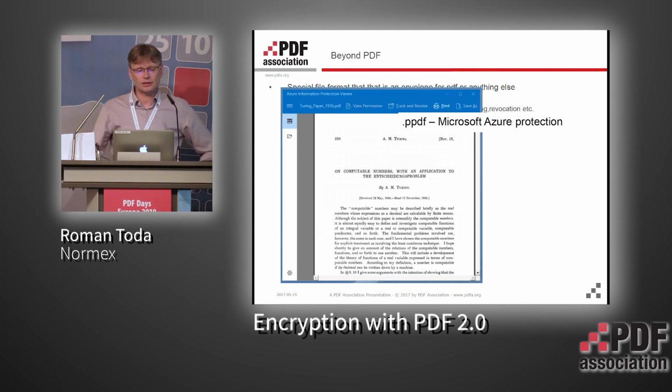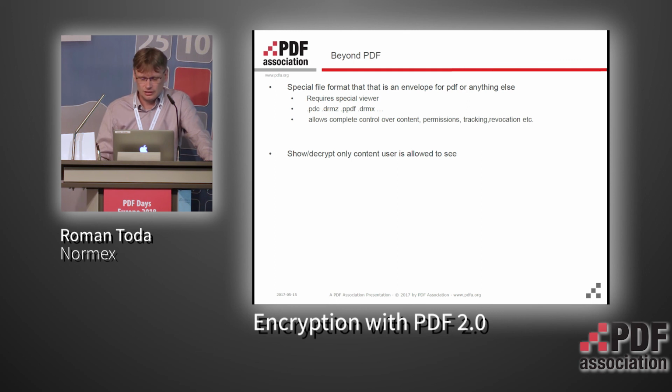We know something like PPDF, which is Microsoft's Azure protection. It's RMS 2.0. They do have their own viewer, and they simply take PDF as a stream of data. They provide this, and it's connected to an Azure environment where the author can control all the properties, all the access. You can revoke, you can do whatever you want there. Okay.